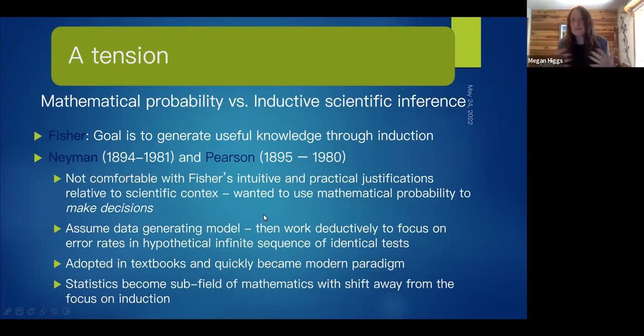And a lot of this, speaking of social things, has to do with the power that they held in society at that time as well. This is when statistics shifted to being thought of as a subfield of mathematics, as opposed to part of science in general, or part of the applied scientist's world.